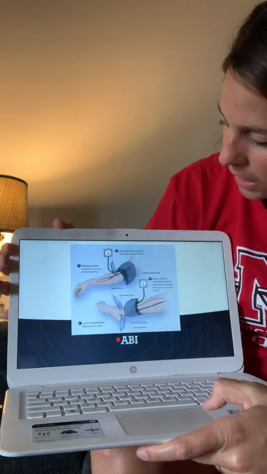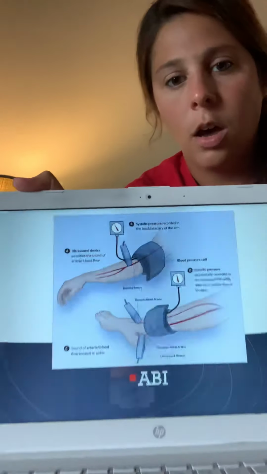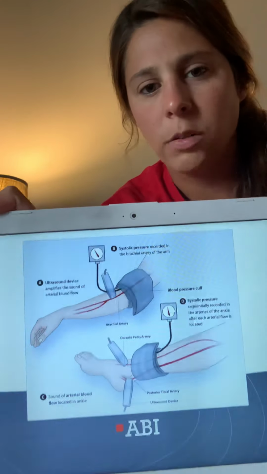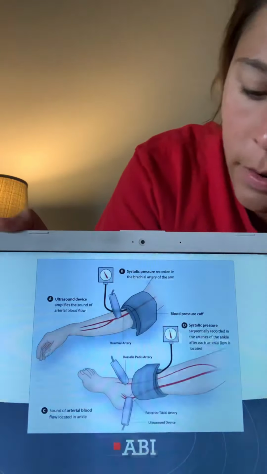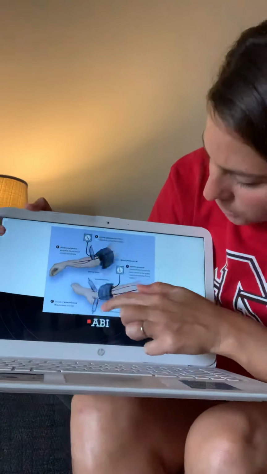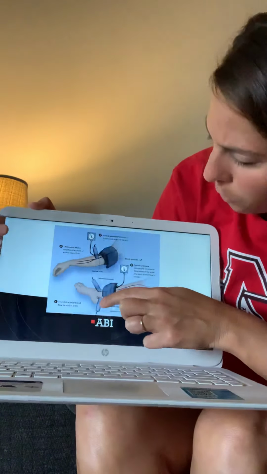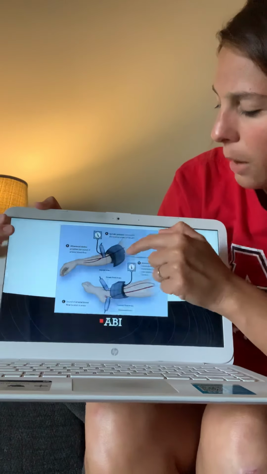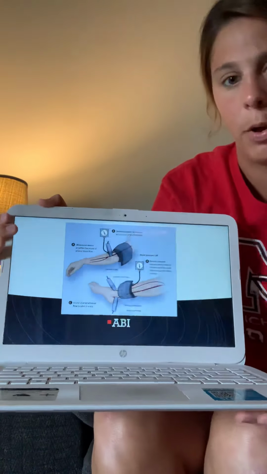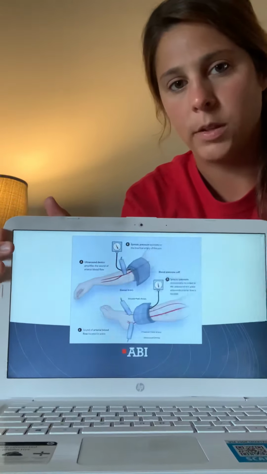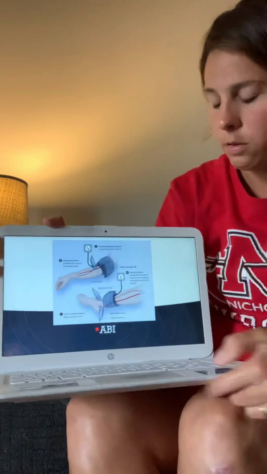And this is the ABI. That's a picture of how it's done. You can see the Doppler right here. They use the Dopplers for your posterior tibial artery and then the brachial. They use the Dopplers there, and then they take your blood pressure in both. And that's kind of how they diagnose that.